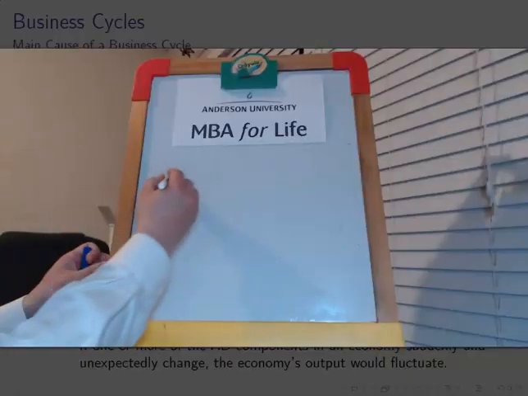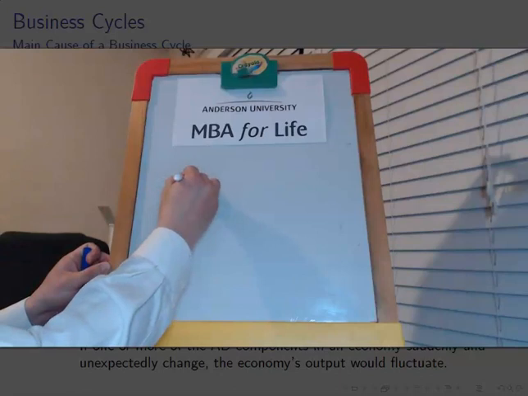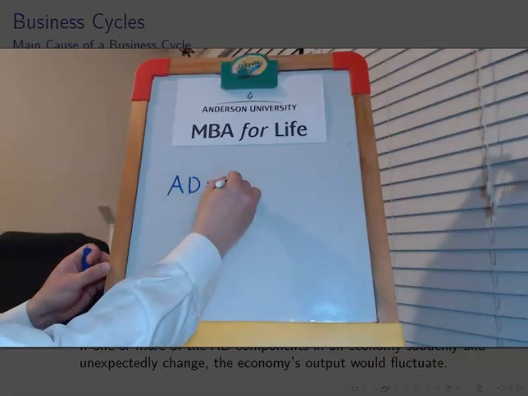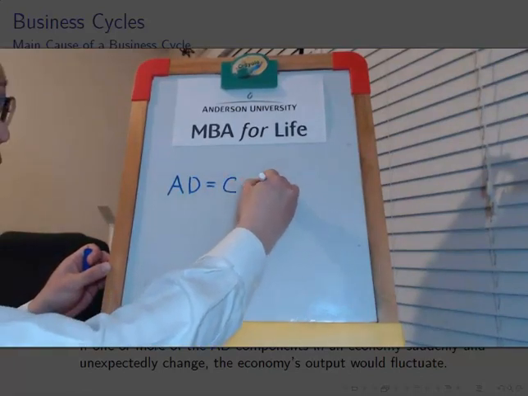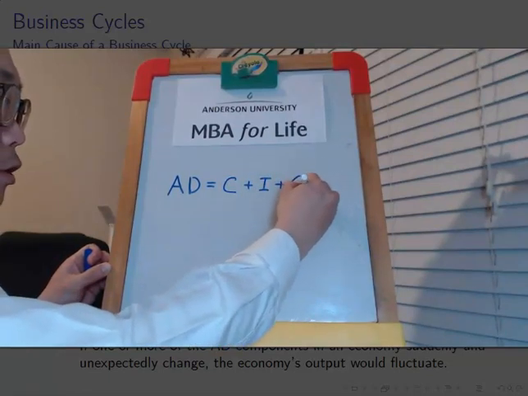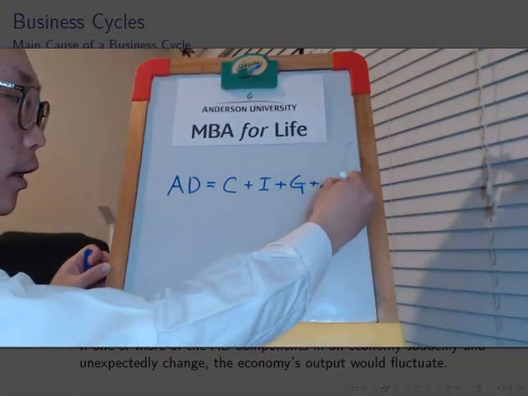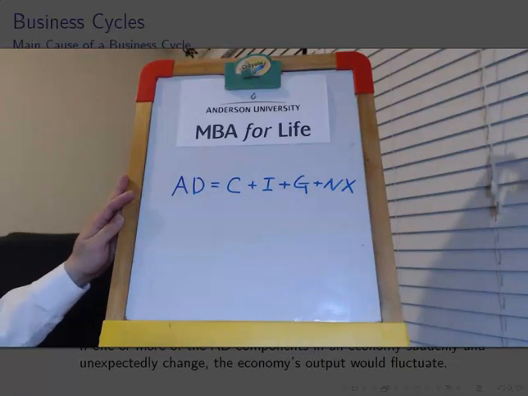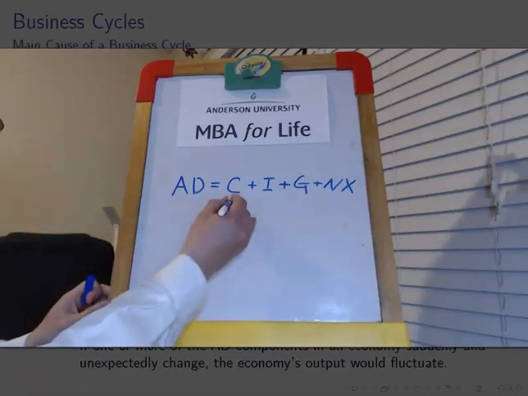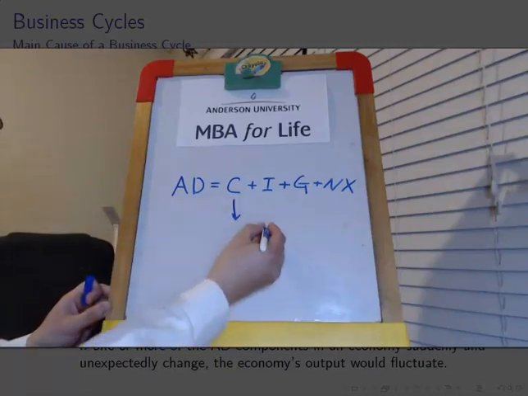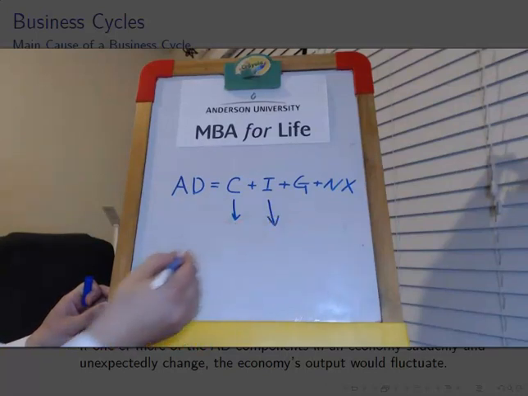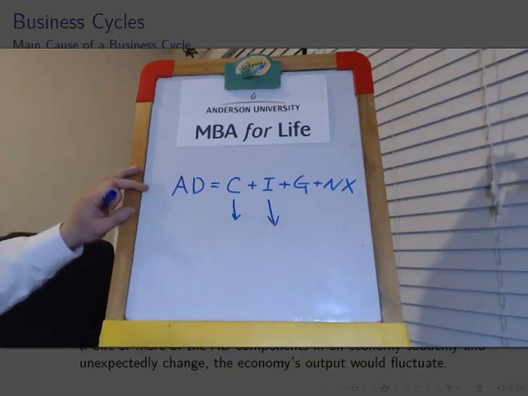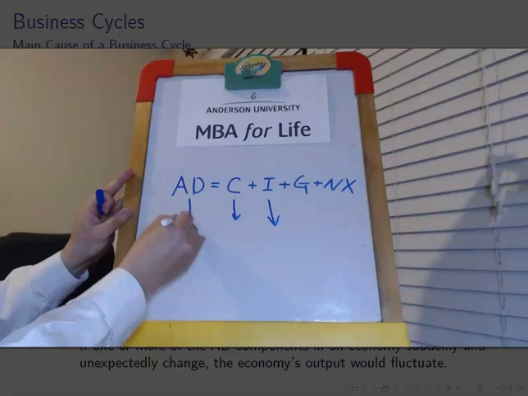Alright, so aggregate demand AD is the sum of consumption, investment, government spending, and net exports. So, if one or more of the AD components in an economy suddenly and unexpectedly decrease, for example, if consumption goes down and investment goes down, in this case the economy's output AD would decrease as well.